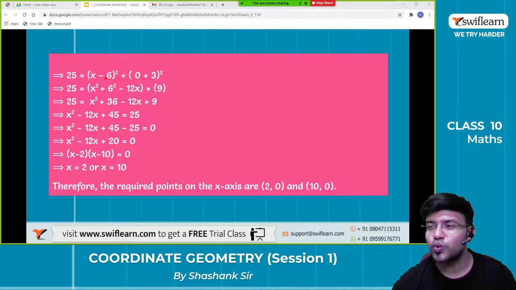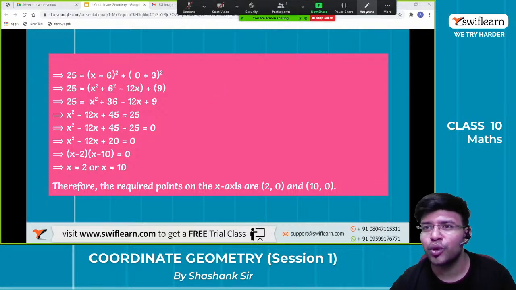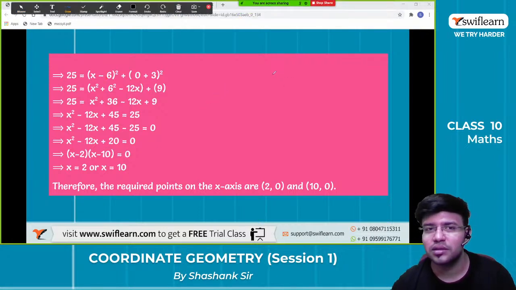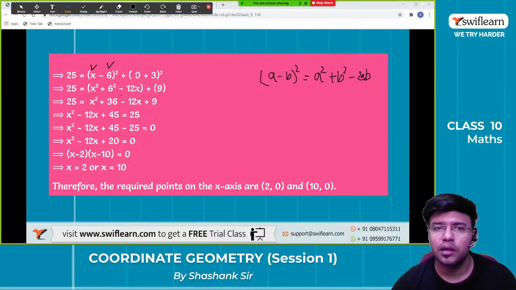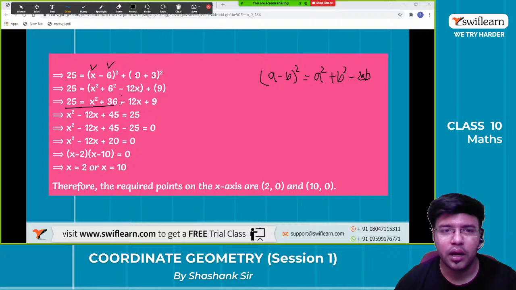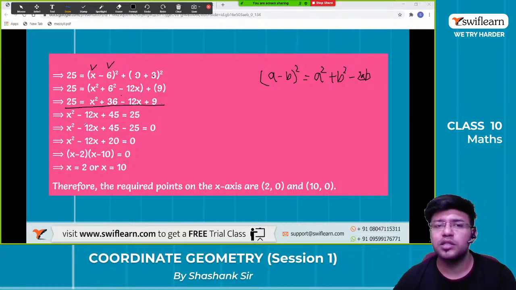Now use the formula. What formula do we need to use? You have learned this in your previous classes. (a minus b) whole square, how much is that? It is nothing but a square plus b square minus 2ab. So this is what they have written here: a square plus b square minus 2ab, and 0 plus 3 is 3, 3 square is 9. Now remove the brackets. This is what you will get, and simplify this.